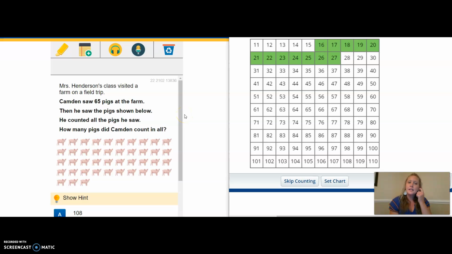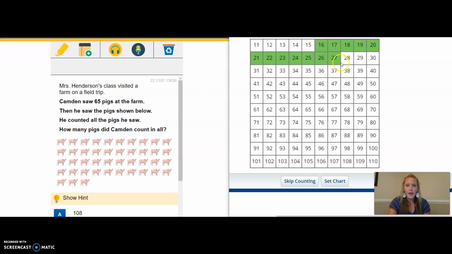Mrs. Henderson's class visited a farm on a field trip. Camden saw 65 pigs at the farm. Then he saw the pigs shown below. He counted all the pigs he saw. How many pigs did Camden count in all?